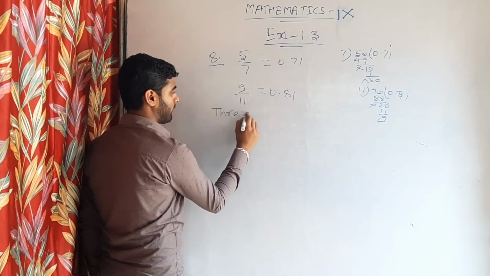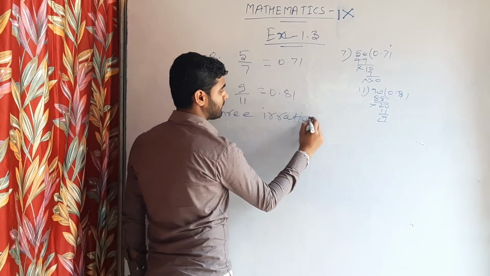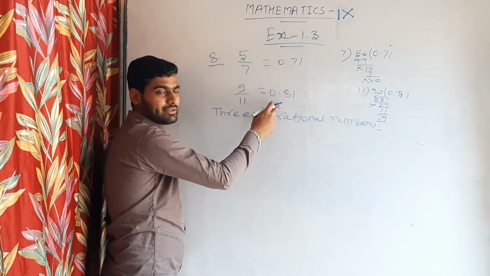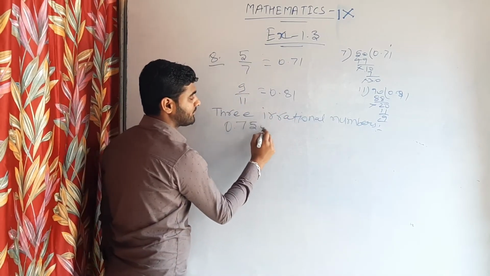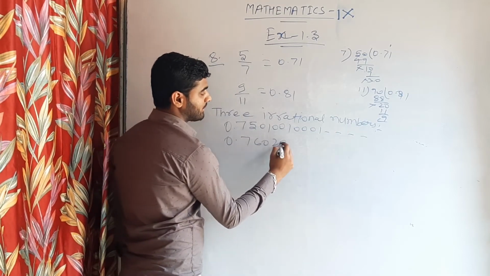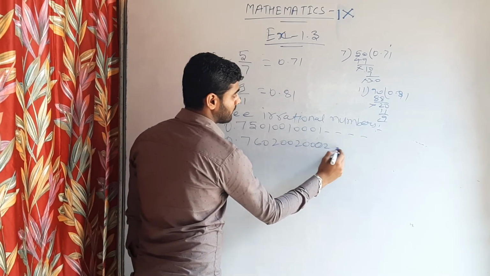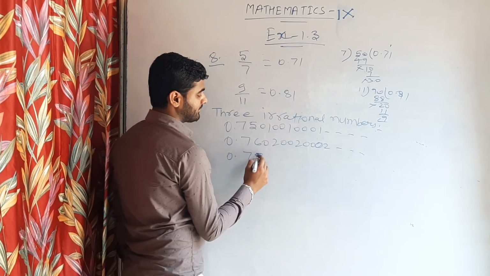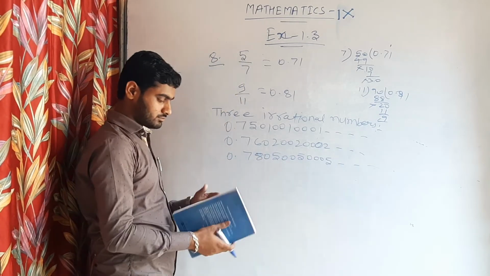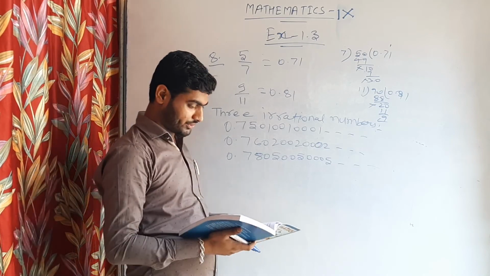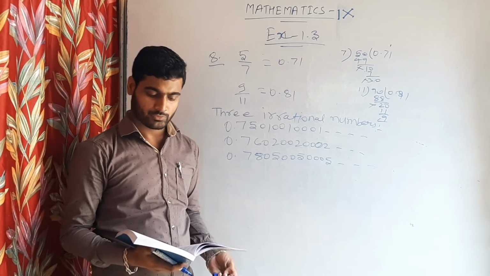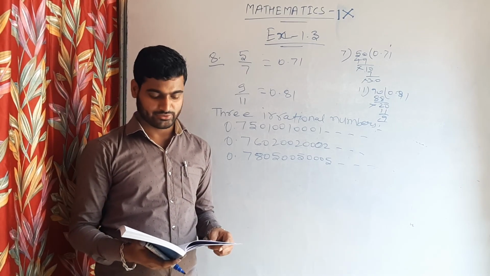3 irrational numbers between 0.71 and 0.81 are 0.75, 01, 001, 0001, then 0.76, 02, 002, 0002, then 0.78, 05, 005, 0005. Like that, you solve all questions. So you solve all questions of exercise 1.3 by yourself. In our next video, we discuss other exercises.